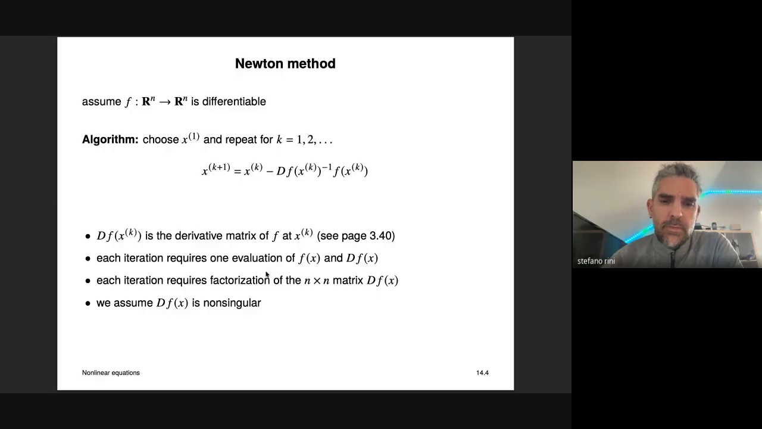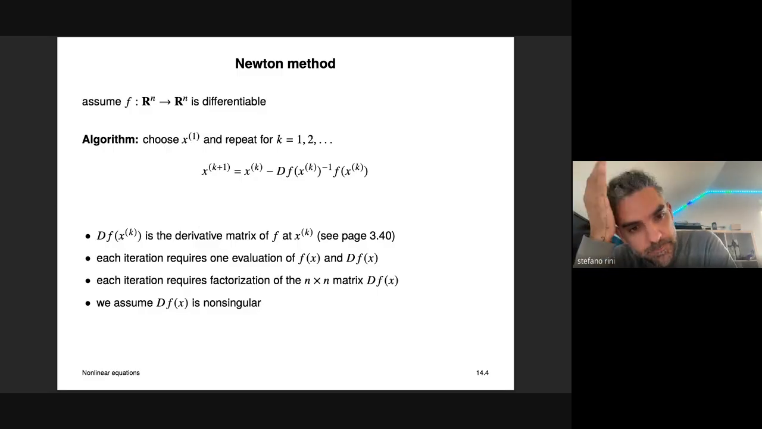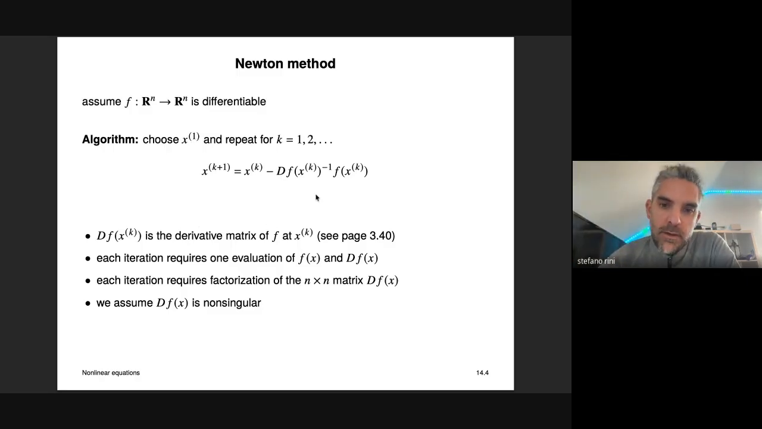This D is the Jacobian, so it's the derivative matrix of f at the point x_k. And then at each iteration, we are evaluating the function f, right? So there's a function evaluation and an evaluation of this derivative. Remember that this is, let's say, n squared complexity, and this is only n complexity. But of course, this is just a relative dimension, right?